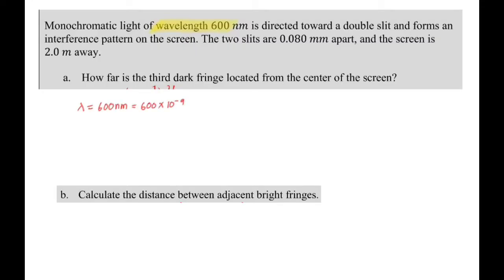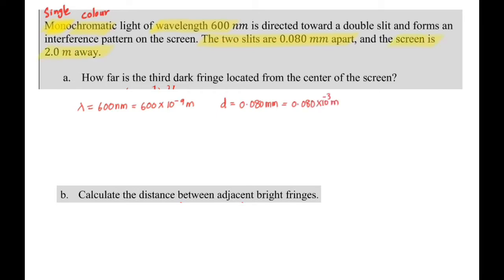Let's see how to solve this problem, which says a monochromatic light of wavelength 600 nanometer is directed towards a double slit and forms an interference pattern on the screen. So monochromatic means single color, and the wavelength is given as 600 nanometer. So we have to write 600 multiplied by 10 to the power negative 9.